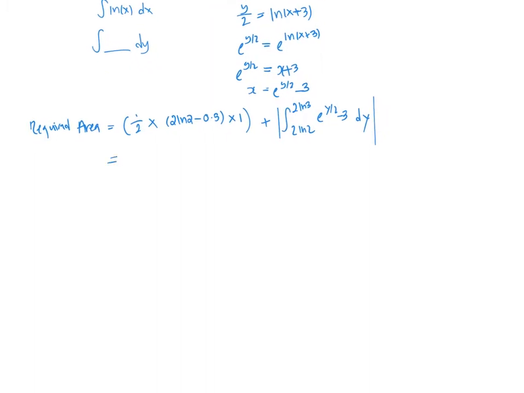Alright, on the left hand side here, if you press the calculator, you should get this to be 0.443147. Okay, on the right hand, on the second term here, we can rewrite this as minus 2 ln 2, this is 2 ln 3 e to the power y over 2 minus 3 dy. Alright, so let's continue with our integration.